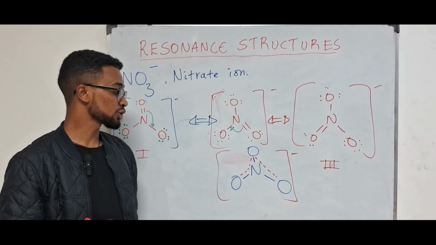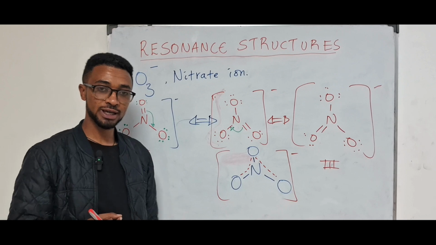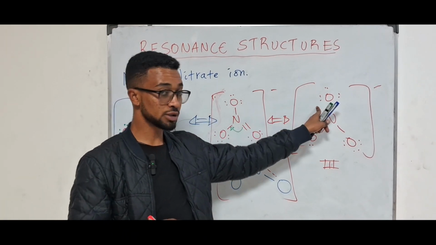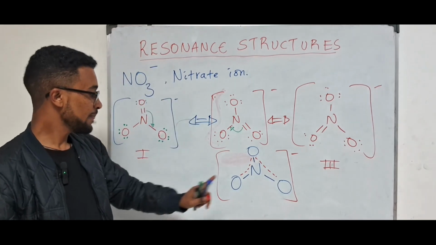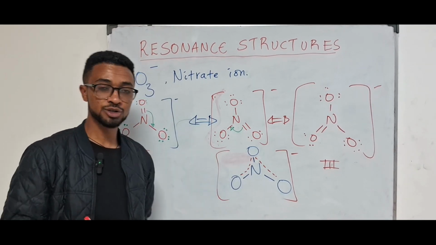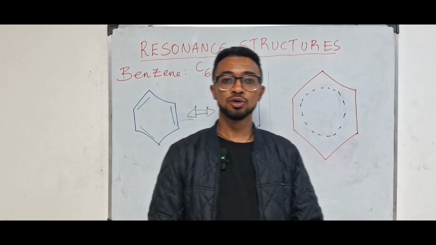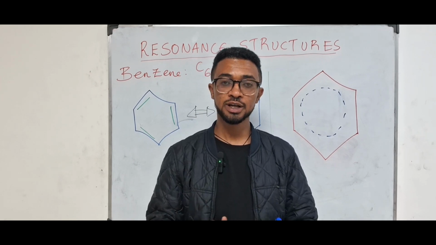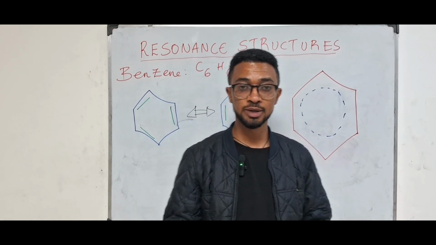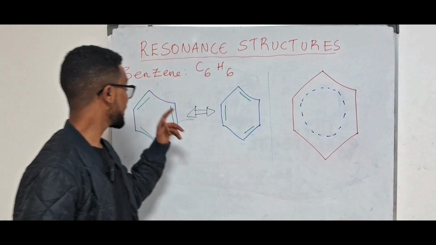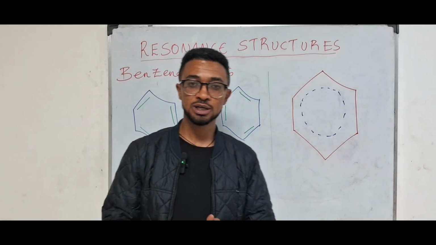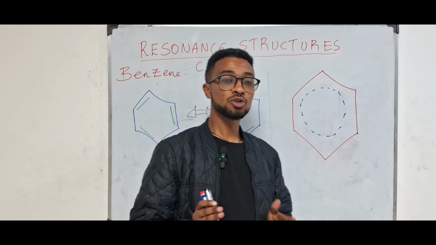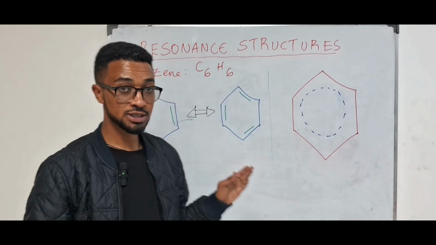This is the resonance structure of the nitrate ion. So this is resonance structure 1, resonance structure 2, and resonance structure 3, and then this is the resonance hybrid structure. So resonance structures are not just theoretical. They are very crucial to understanding molecular stability. An example here is benzene. Benzene has a unique property, which is aromaticity, and this is all due to the fact that it has resonance structures.